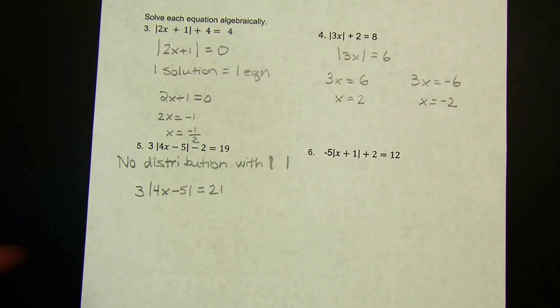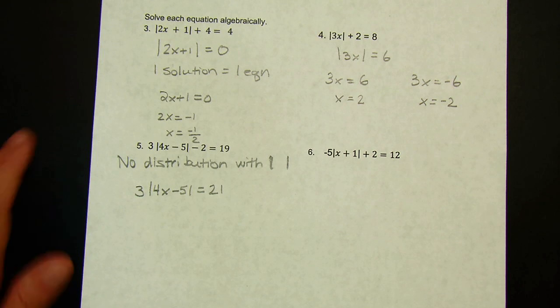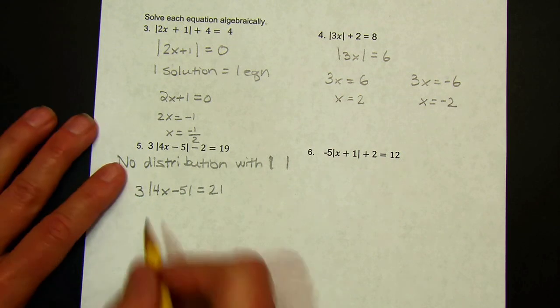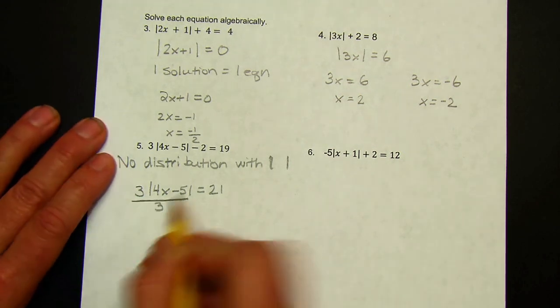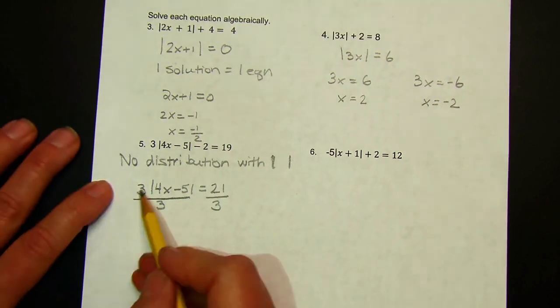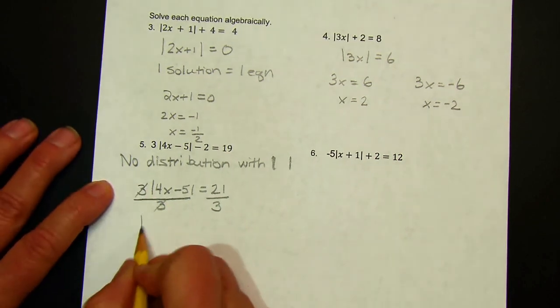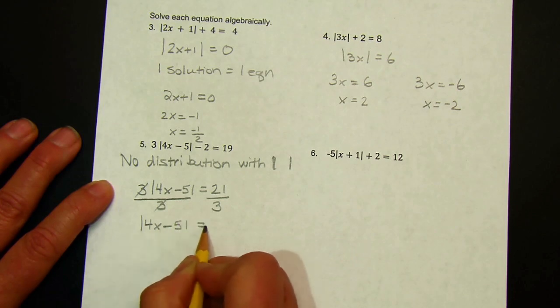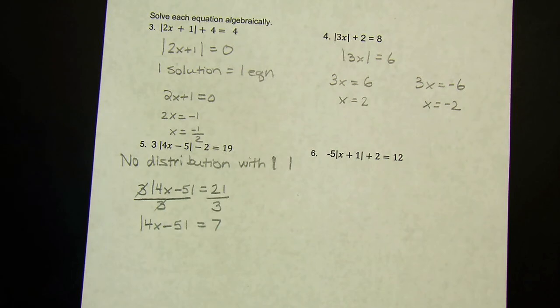The absolute value is still not alone. How do I get rid of that 3? Subtract it? No? Divide. Divide it. Yeah, right now it's being multiplied by the absolute value. The way you undo multiplication is you divide. Okay? So the 3's cancel over here, and I get the absolute value of 4x minus 5 equals 7.